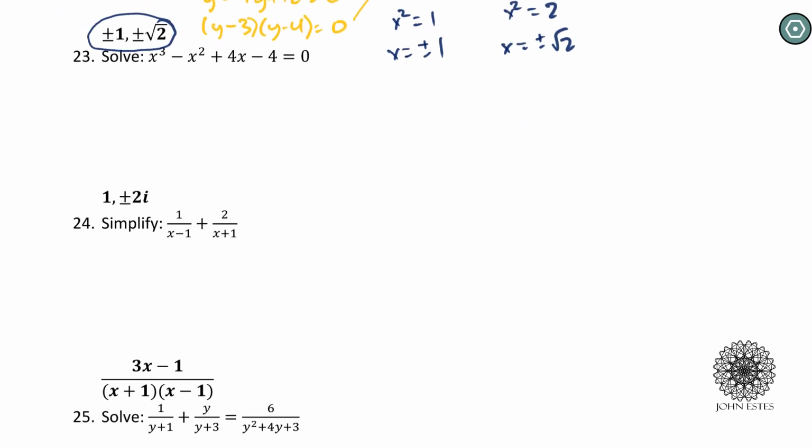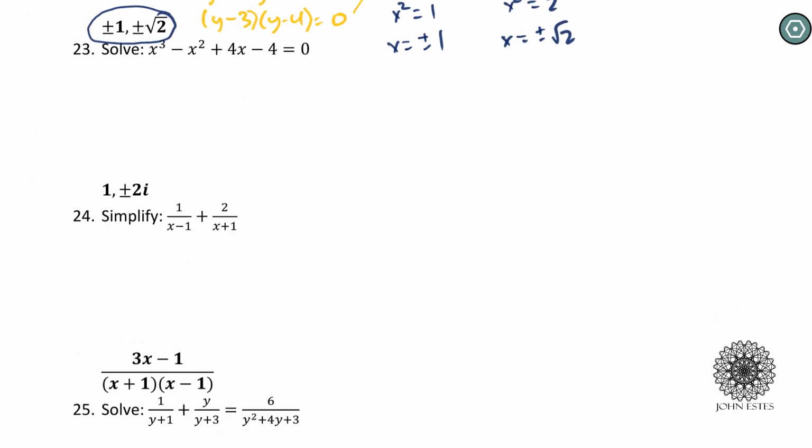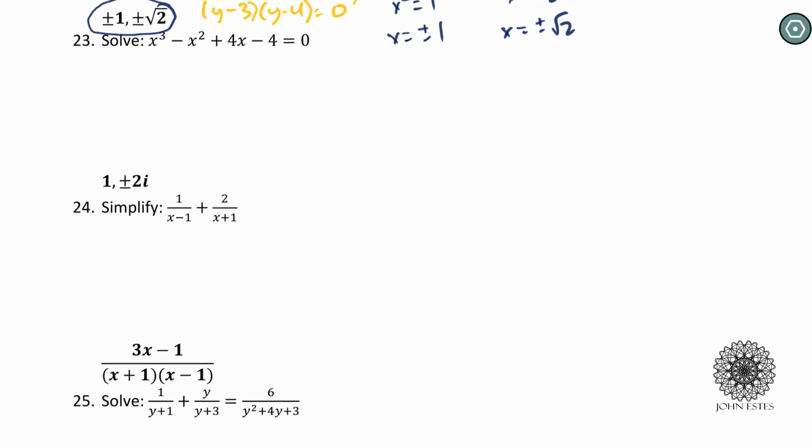23. Okay, this time I have a cubic that looks kind of bizarre. So what I'm going to do is I'm going to try factor by grouping. I can't take out a greatest common factor. That would be your first technique to try. So I'm going to move on to grouping, and so I'm going to group my first two terms together and my second two terms together and just hope for the best.